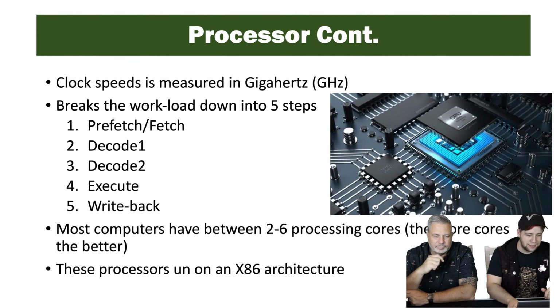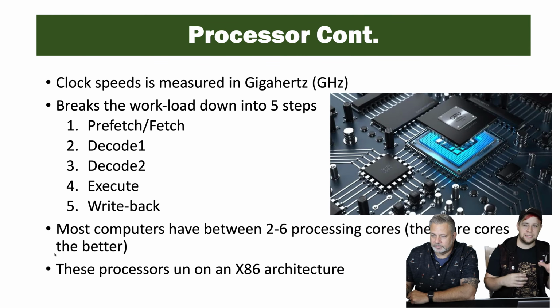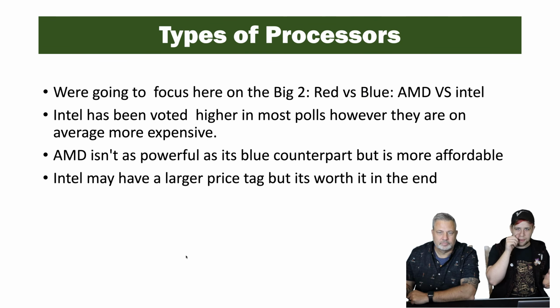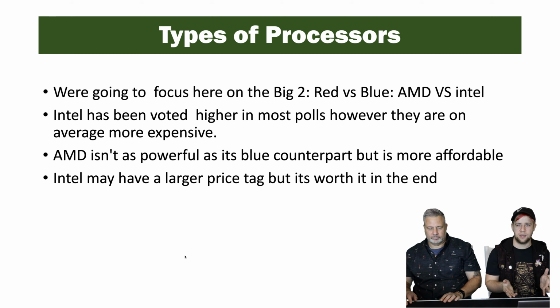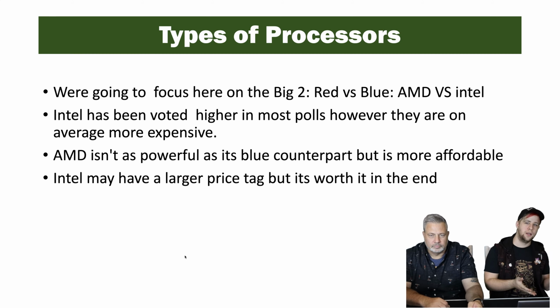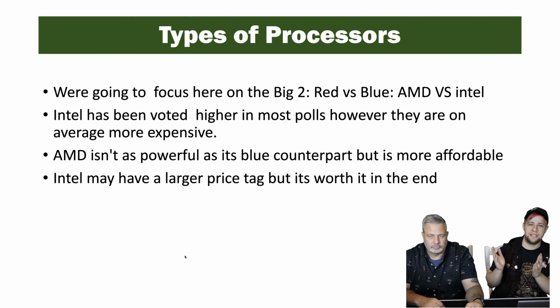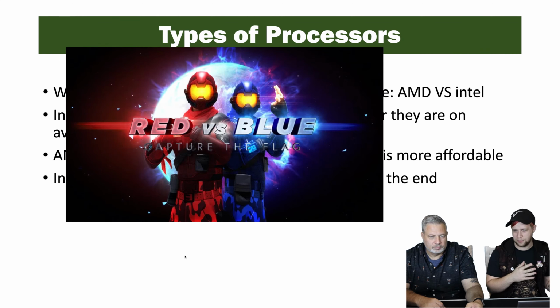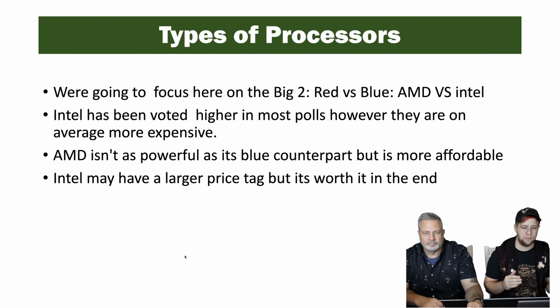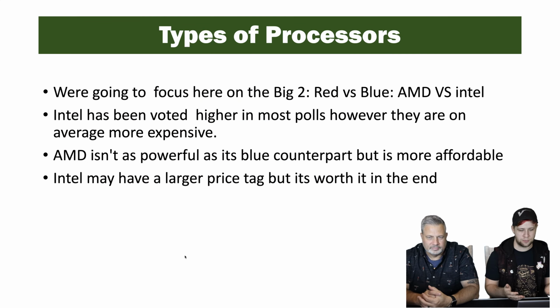It's crazy. Moving on to the types of processors, we're going to be talking about two of the big ones. In the red corner, we have AMD, and in the blue corner, we have Intel. So we're going to be talking about red versus blue, so when I refer to them that way, you know which one I'm talking about.